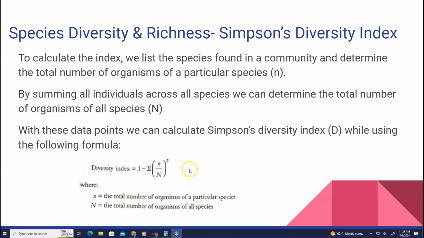You can see here the formula that we're going to use. The diversity index equals 1 minus the sum of n over capital N, squared. Here it tells you what everything means. Lowercase n is the total number of organisms of a particular species, and capital N is the total number of organisms of all species in that particular community.